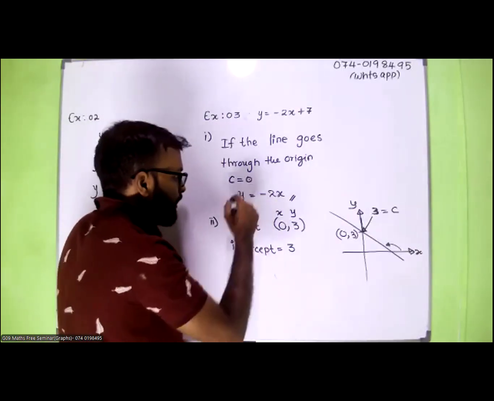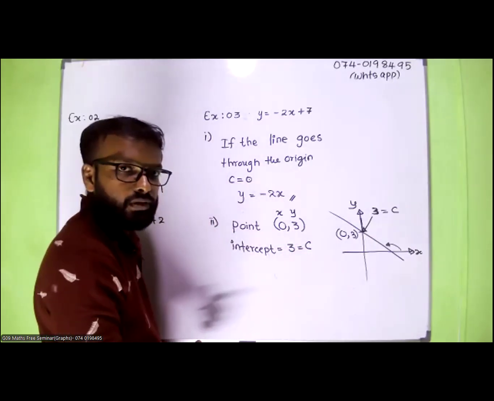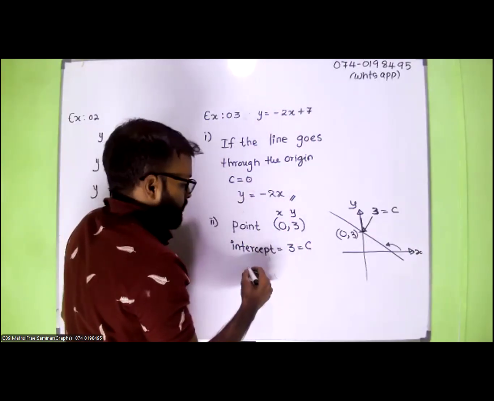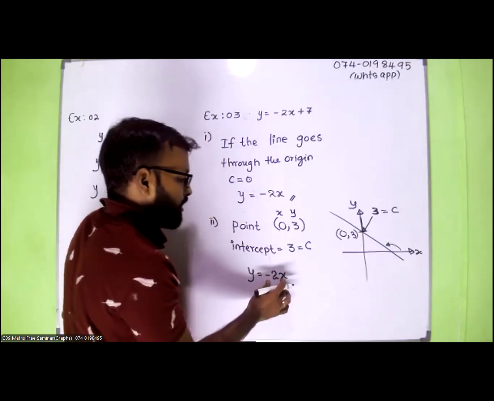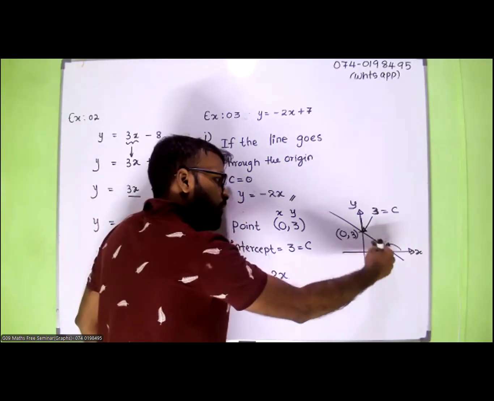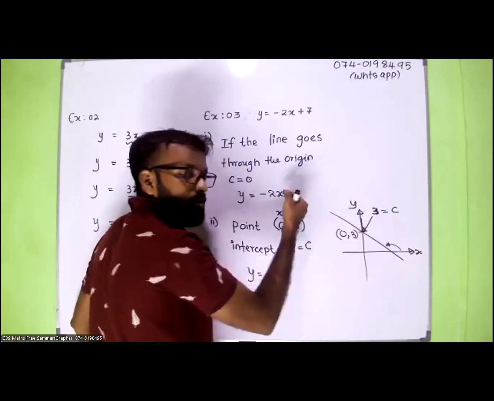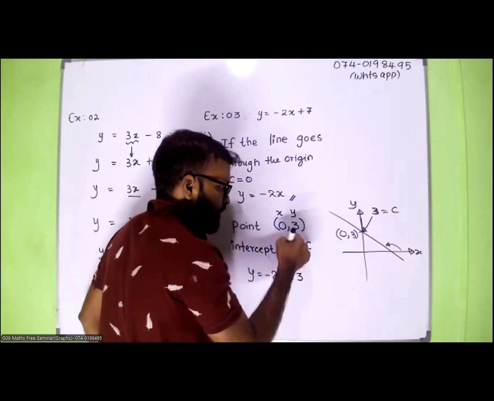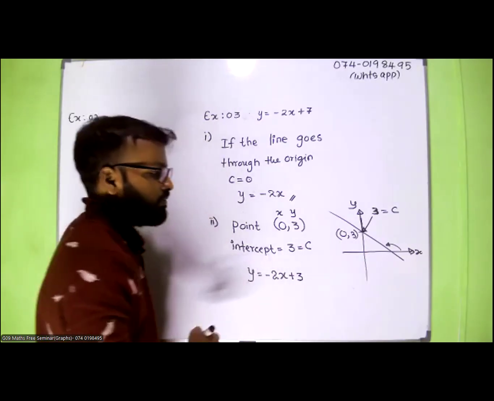So you can write the parallel line for this one. C equals 3, intercept or c equals 3. So this c becomes 3. So y equals minus 2x, because minus 2x does not change since it is parallel. And if that graph goes through c, which is (0, 3), then 3 is the intercept, so plus 3. (0, 3) is plus 3.